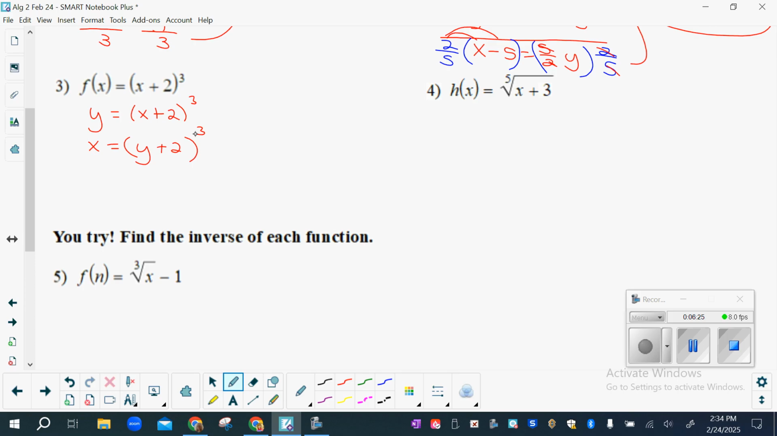So what undoes that? So what do I do with that cube? What undoes that? Cube root, good. So we want to take the cube root of both sides. So that cube root undoes the cube, doesn't it?